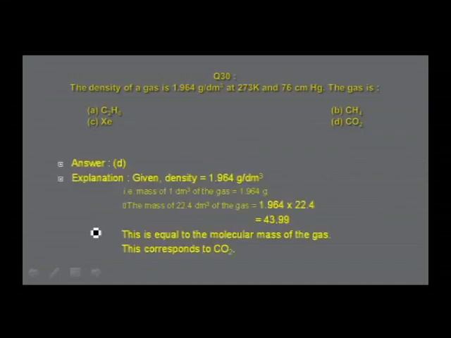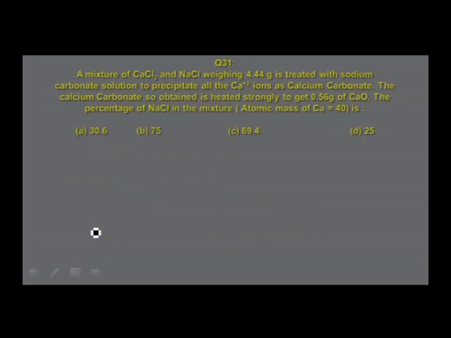Let us check that with the calculation. Density is 1.964 gram per decimeter cube. Mass of 1 decimeter cube of the gas is 1.964 gram. Then the mass of 22.4 decimeter cube. Why should I calculate for 22.4 decimeter cube? That gives the molar mass, because we discussed already molar volume, molar mass, Avogadro number, mole, they are all interrelated. Therefore, calculate the mass of 22.4 decimeter cube of the gas. The answer you get is 1.964 into 22.4, which is equal to 43.99, and that answer is found in option D. Go to the next one.